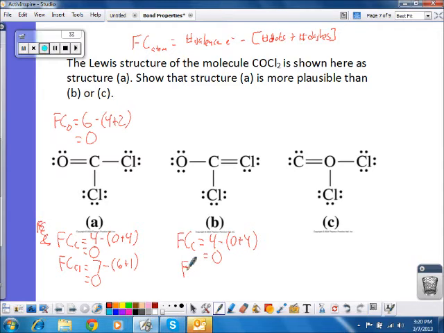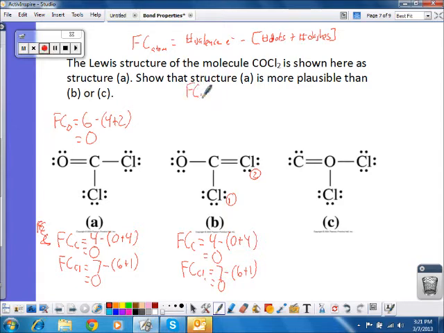Now you'll notice the chlorines are different. So now I have to calculate the formal charge on those two chlorines. So that's going to be chlorine 1. You have 7 valence electrons minus the number of dots, 6 plus 1 dash. So chlorine 1 is happy. It's got a formal charge of 0.